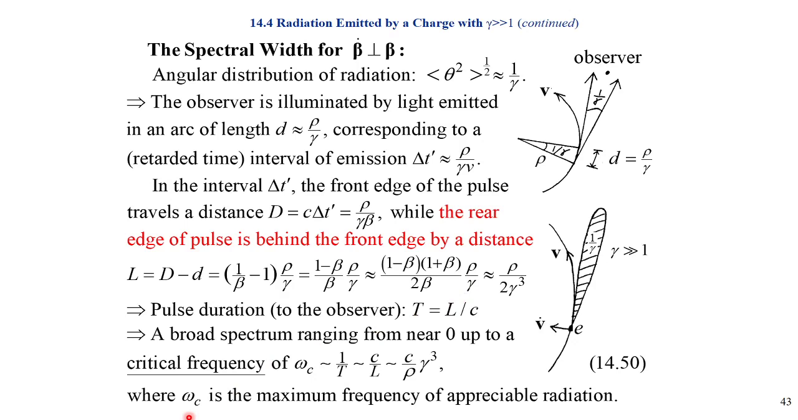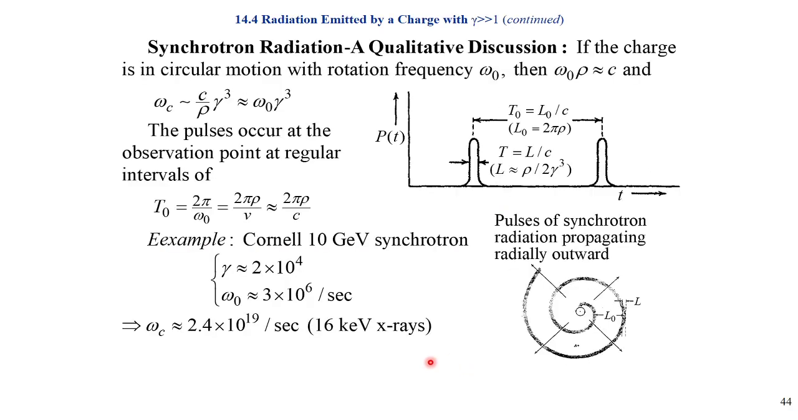I just want to let you know the frequency is actually very, very high. Omega c is the maximum frequency of the appreciable radiation. Very, very high. Just to give you another drawing: synchrotron radiation, we have a quantitative discussion.